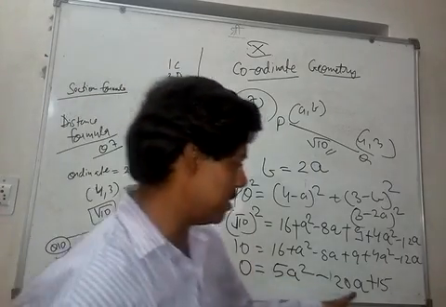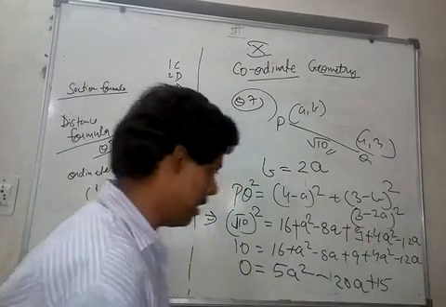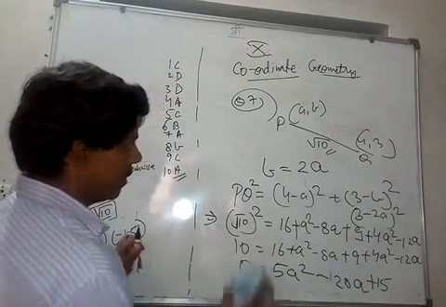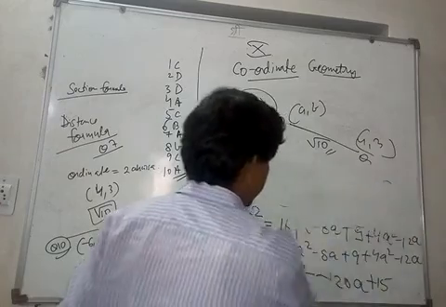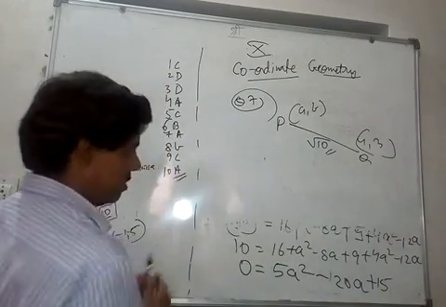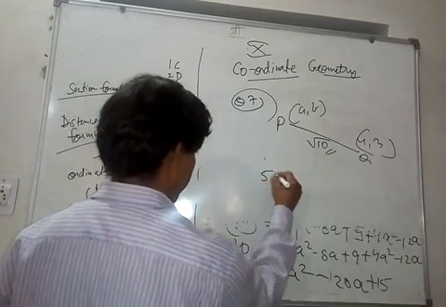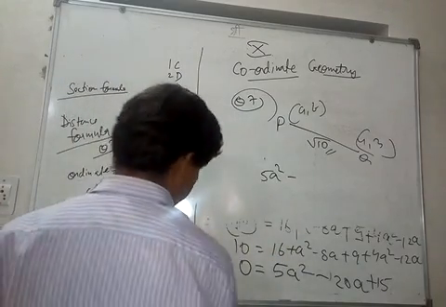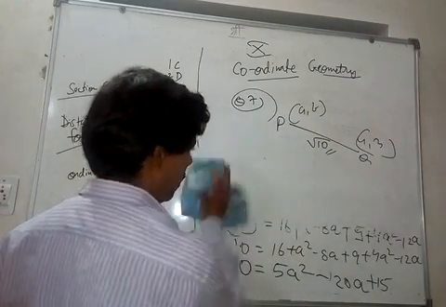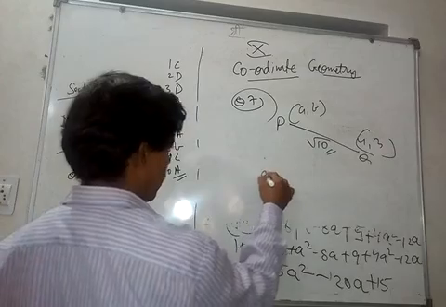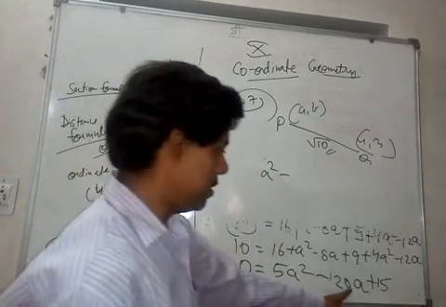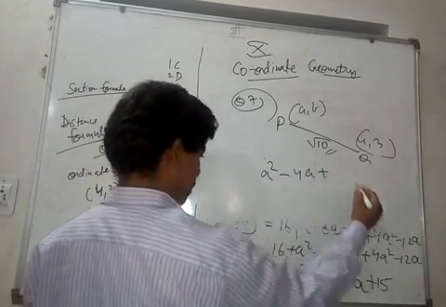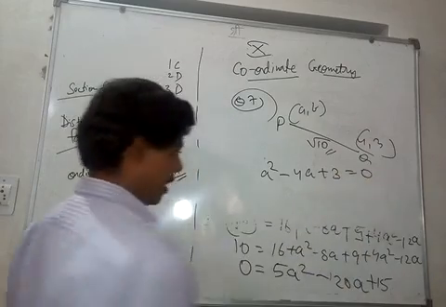So 5A square minus 20A plus 15. Let's solve it by which method? Factorization. So factorization, we are solving it. Let's see how. Now let's divide this equation by 5. You will get A square minus 4A plus 3 is equal to 0, right?